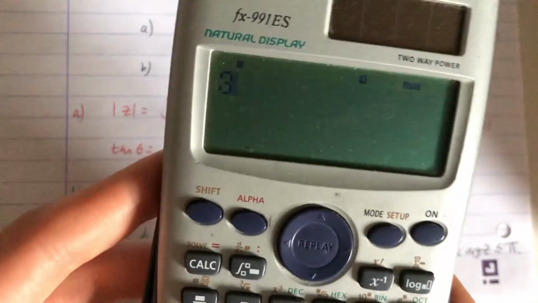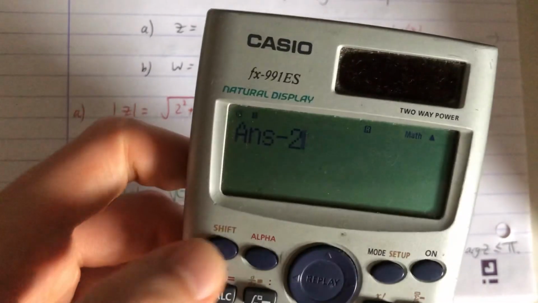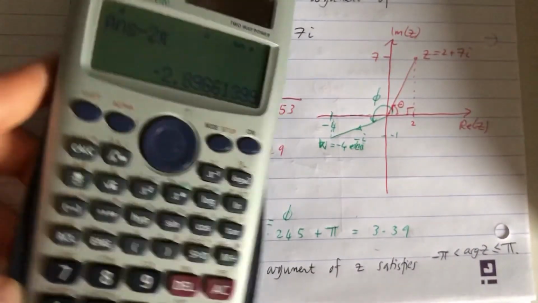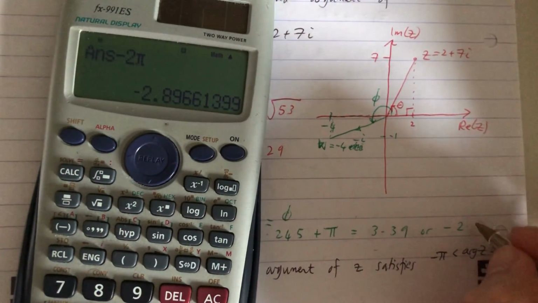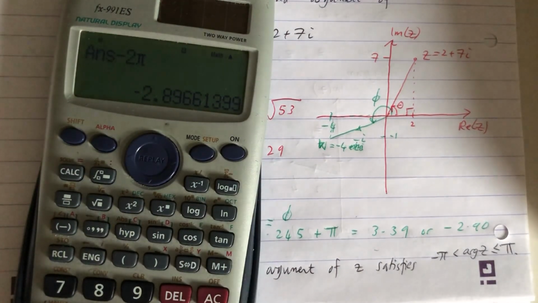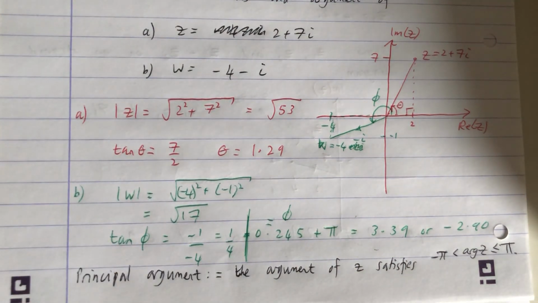So that would be 3.39. Actually, bring that answer up. Subtract 2 pi. That would be the principal argument for this one, or negative 2.90, if you're going to find the principal argument. It's always a little bit harder when doing it in radians, but if you get really confused, work it out in degrees first and then switch back.